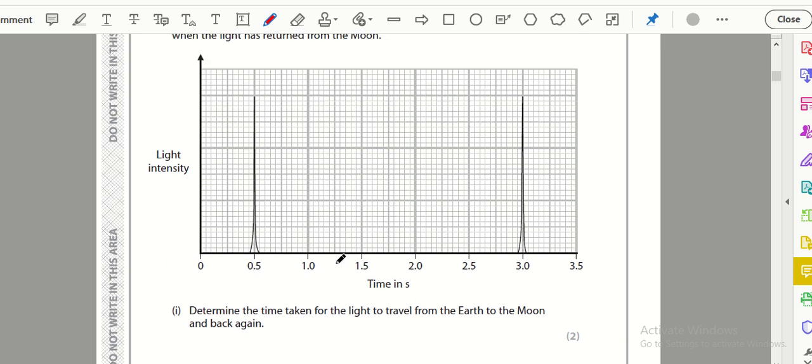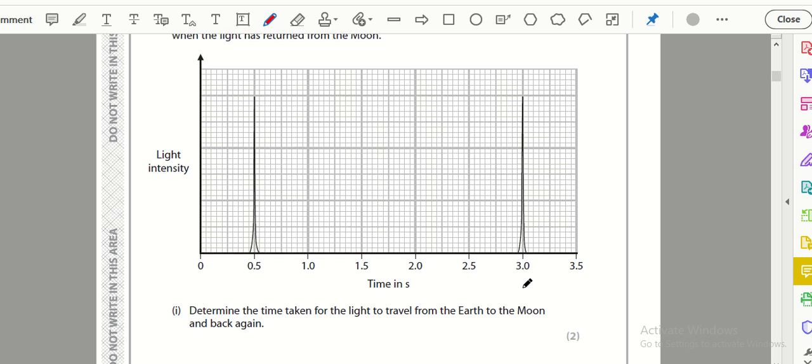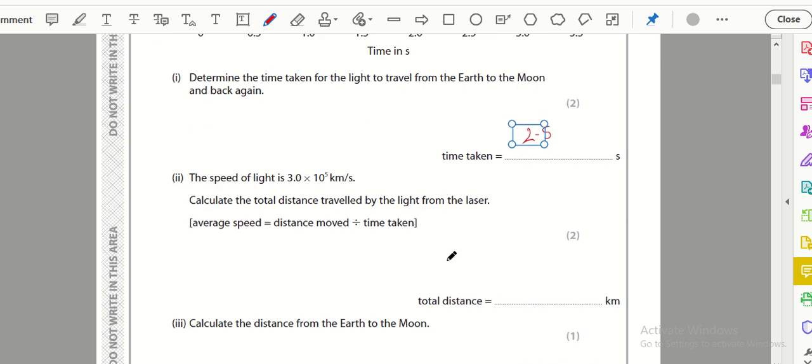So it starts here at 0.5 seconds, and here is the second peak at 3 seconds. So the difference is the time taken to travel to the Moon and back again, which is 2.5 seconds.